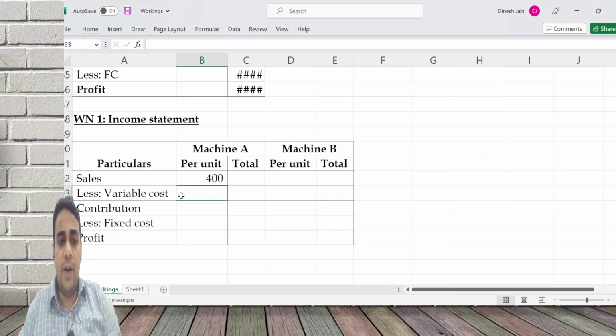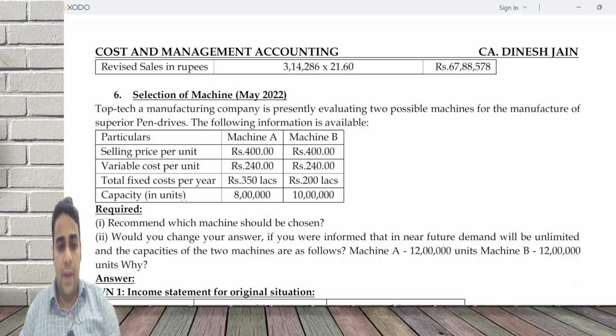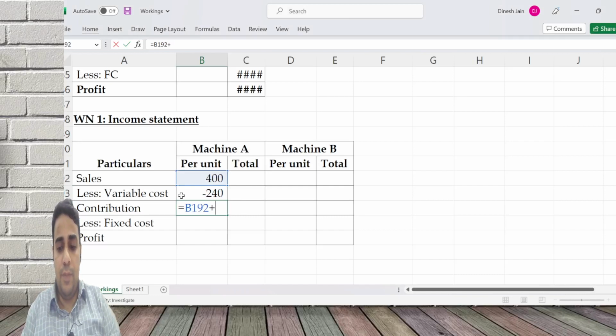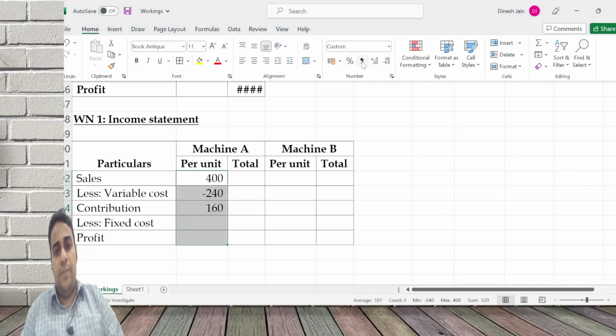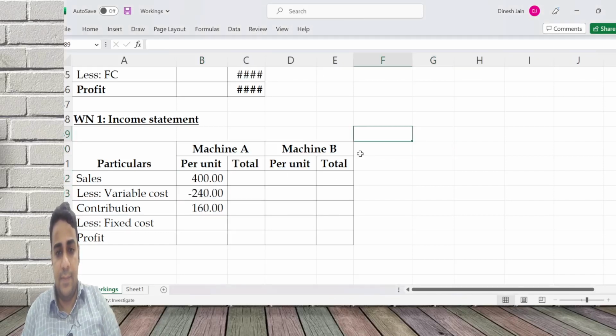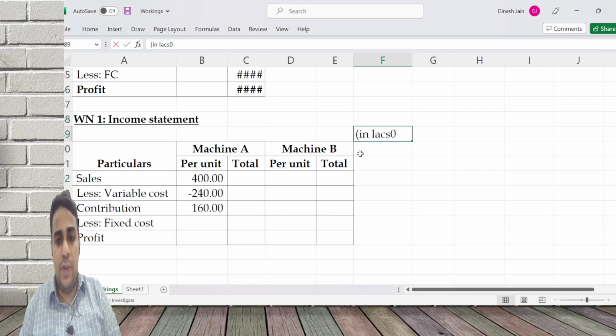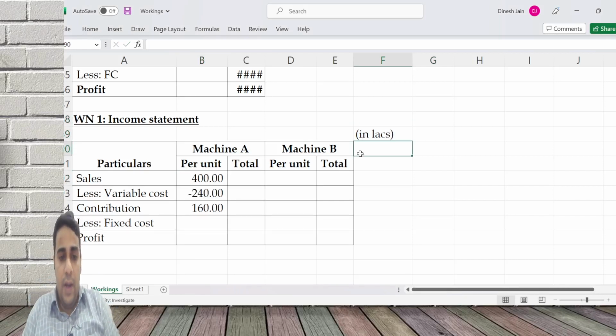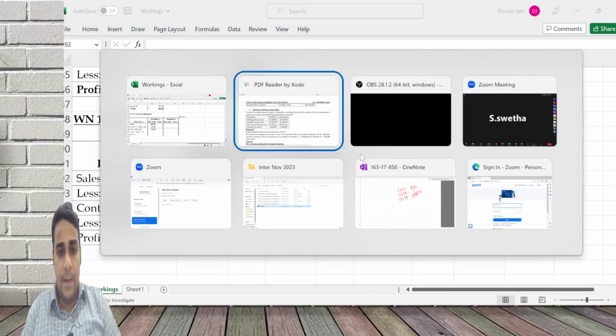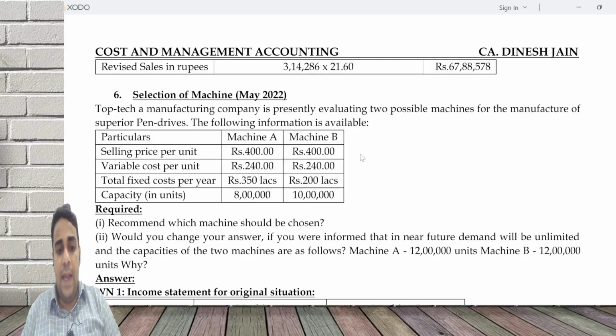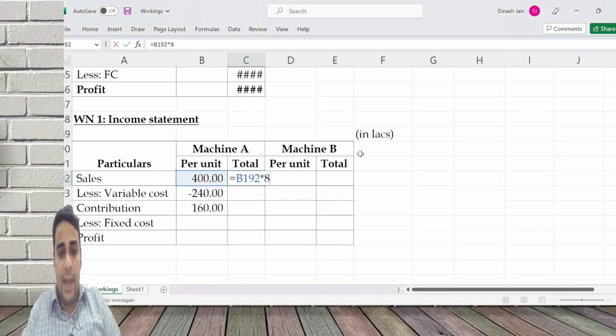Originally selling price is 400, variable cost is 240, contribution is 160. In case you have any doubts anywhere, note this. I'll do the problem in lakhs, since we'll have so many zeros to work with. 400, 240, and 160. We have capacity of 8 lakh units, into 8 lakh.